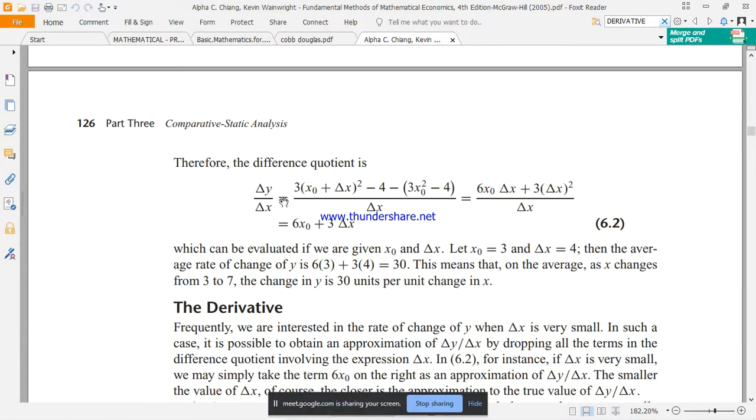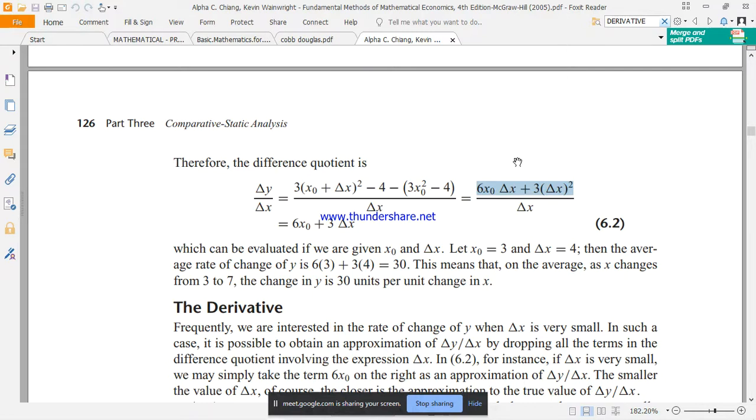So this will be the change in y due to the change in x, which will be 3 times (x naught plus change in x) squared, less blah blah blah. This is the initial function, and then this is the change in x. So when you open that, you have this. So let's understand how this part came about.